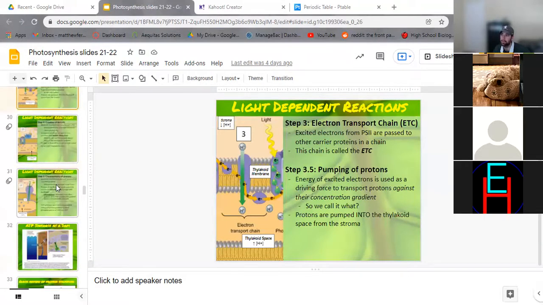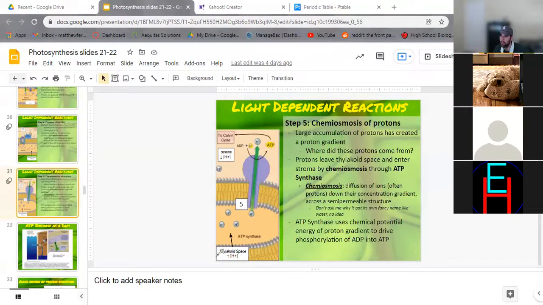So step 5, we've created a large concentration in the thylakoid space, which means that we have a very large concentration gradient going this way. This is the direction of our concentration gradient. Then we know in diffusion that molecules will ultimately move down their concentration gradient to even a concentration out. And we see that here. What we see in step 5 is protons moving from the thylakoid space into the stroma. So this is a form of passive transport.